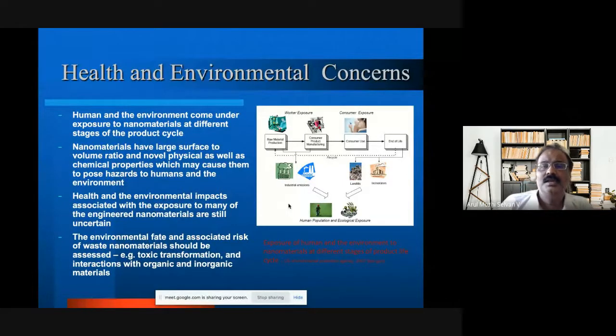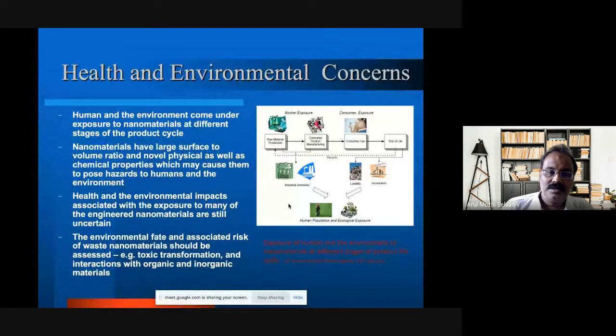So far I have discussed the benefits of nanotechnology. Definitely there is a benefit, but parallelly we have another concern about health and the environment, because the particles are very small in size and it is very difficult to capture or control them once they come into contact with the environment as well as humans. Humans and the environment come under exposure to nanomaterials at different stages of the product cycle. Nanomaterials have a large surface to volume ratio and novel physical as well as chemical properties, which may cause them to pose hazards to humans and the environment. Health and environmental impacts associated with exposure to many engineered nanomaterials are still uncertain. The environmental fate and associated risk of waste nanomaterials should be assessed.